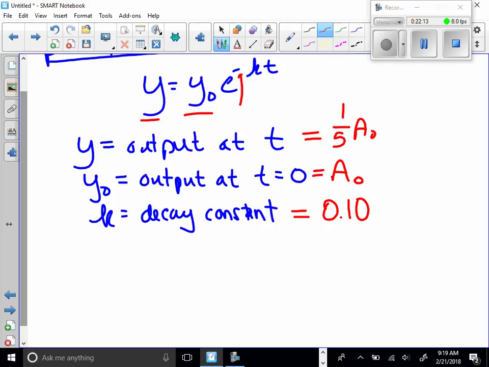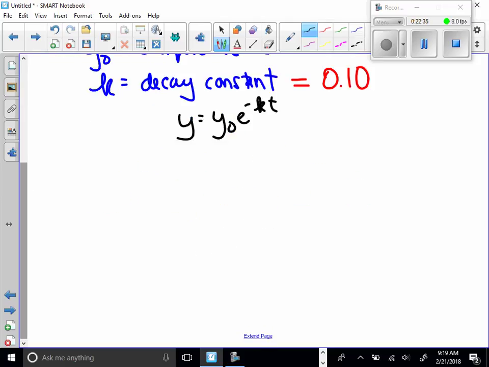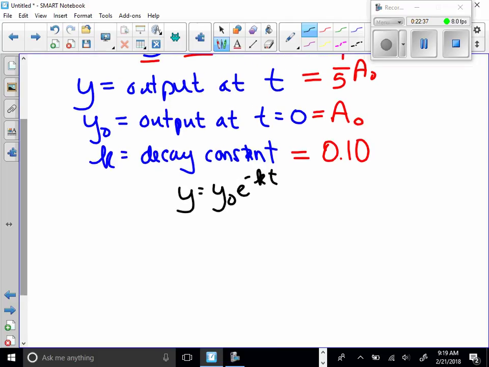Okay, but I knew that the amount of oil was decreasing and that I was going to have a decay problem as opposed to a growth problem. Okay, we good? Okay, so if I just write my formula again, y equals y0 e to the negative kt. My y is going to be that 1/5 A0. y0 is the amount that I started with, and I've got e to the negative 0.10 t.